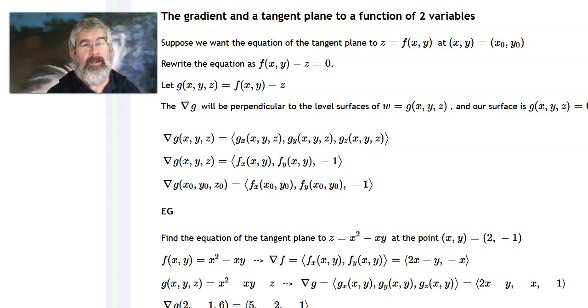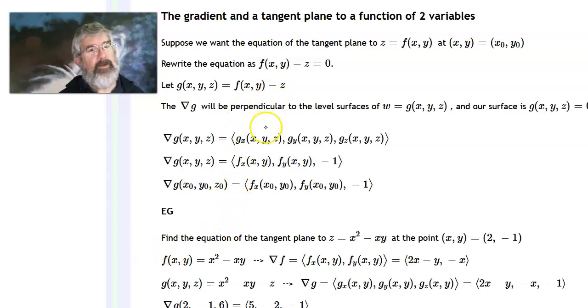If you remember, the way we did it was we used the partial derivatives to find two vectors that were parallel to the surface. We then took a cross product to get a vector that was perpendicular to the surface. And as I recall, that vector had the partial of f with respect to x as the first component, the partial of f with respect to y as the second component, and minus 1 as the third component. And then we used that as the normal vector to the plane, so it was the coefficients for x, y, and z in the equation of the plane.